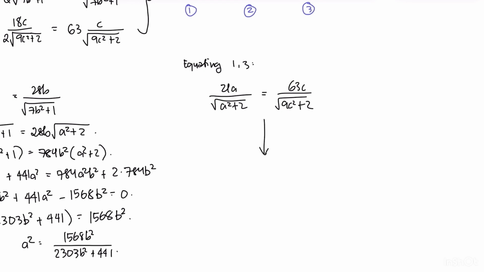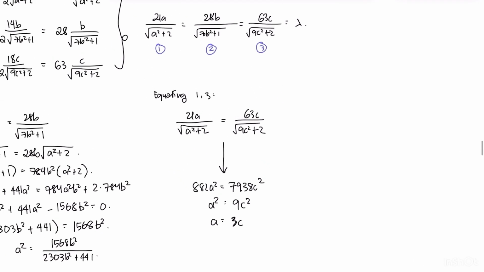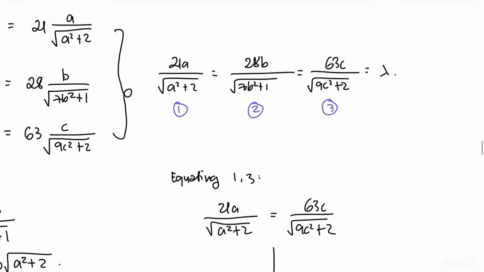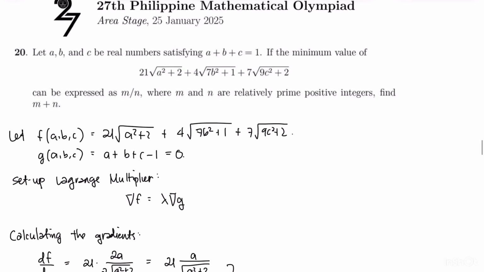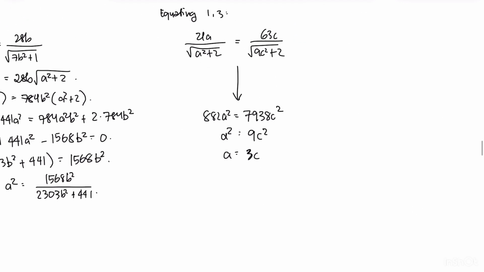So this will end up to 882 a squared equals 7938 c squared. So a squared equals 9c squared. So a is equal to 3c. Negative 3c is also allowed here, but I'm gonna take the positive because it's likely that the minimum will happen that way. And it doesn't really matter if it's positive or negative, since in the original function, the terms a, b, and c are all squared. So we're just gonna take the positive.